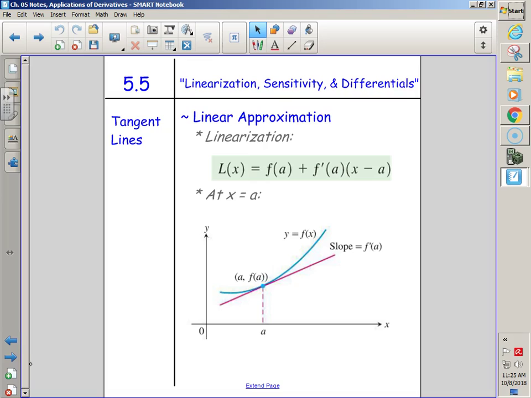Linearization, sensitivity, and differentials. Linearization, what? Line. Oh, tangent line. Using the tangent line to approximate, local linear approximation.